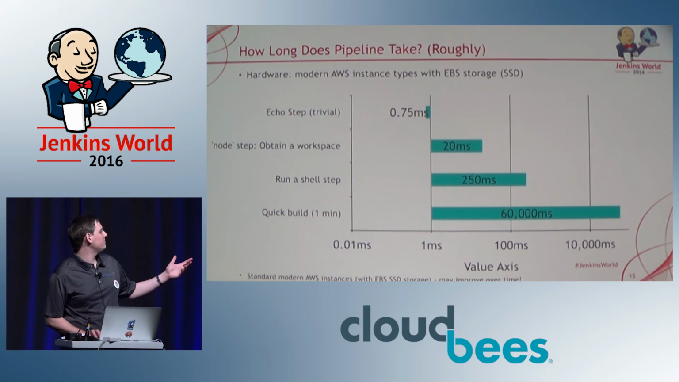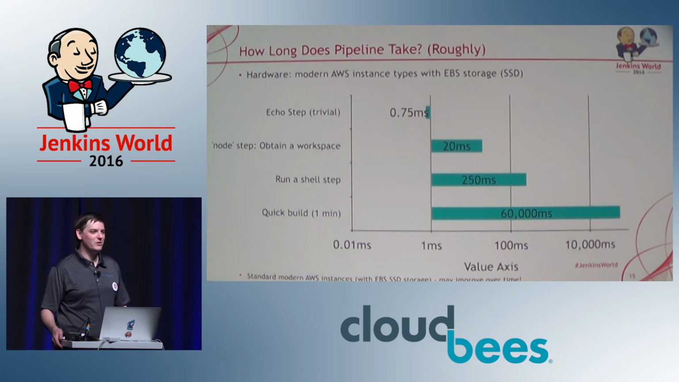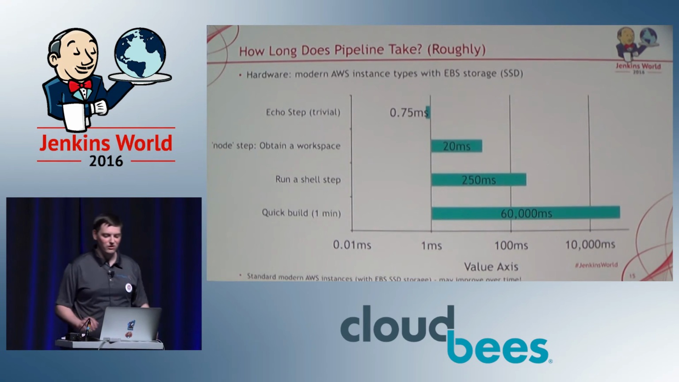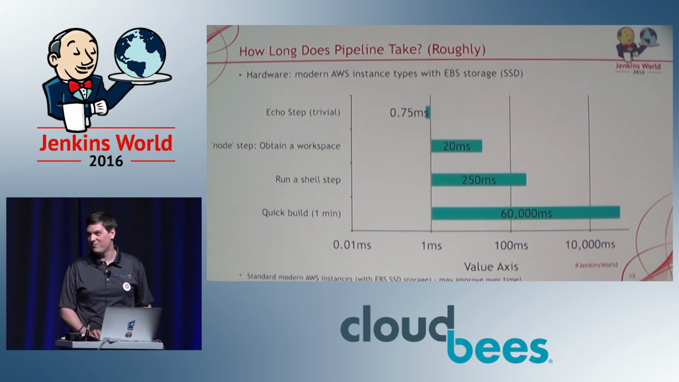And as you can see, if you look at a build itself, a very fast 1-minute build that is kind of the ideal world that we'd all like to have happen, and may not always achieve, this time dwarfs all of the other overheads. Worth noting, that's a logarithmic scale. So the step between obtaining a workspace and running a shell step is an order of magnitude difference. So that's significant.